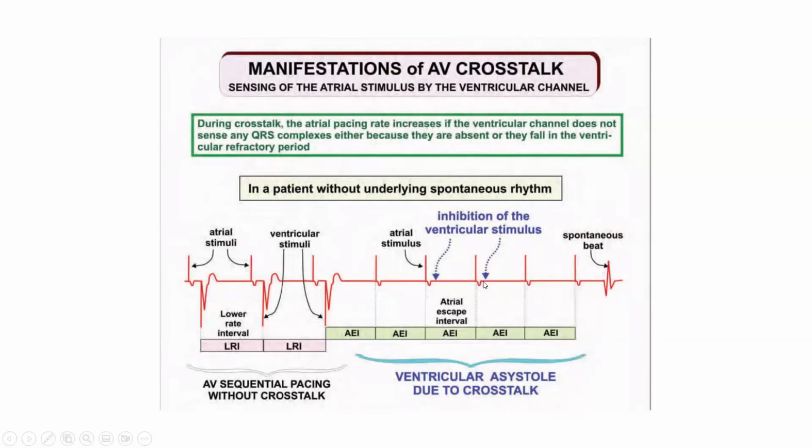And this is called crosstalk. This crosstalk can be fatal. What is meant by crosstalk? The false sensing by the ventricular channel of an atrial spike, misinterpreting it as a QRS complex. So I need to avoid it.